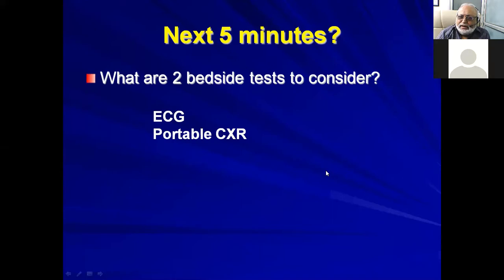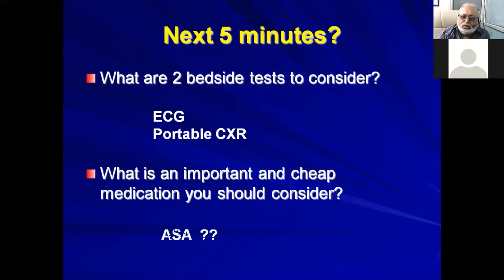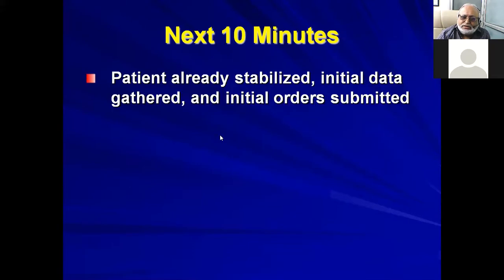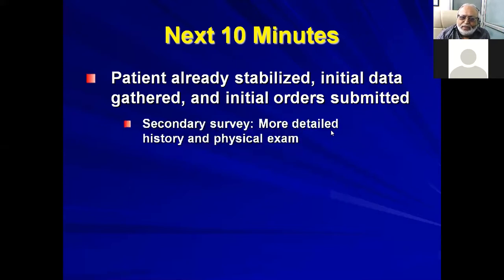So, an X-ray and ECG, after having the vital signs, it is very important to do those two tests. And if you have to give a medication at that stage, then the cheapest and the best medication would be giving an aspirin if there is a very strong suspicion of an acute myocardial infarction. Having done the ECG and the X-ray, in the next 10 minutes, the patient is already stabilized, initial data gathered, initial orders submitted. Then what do you do?